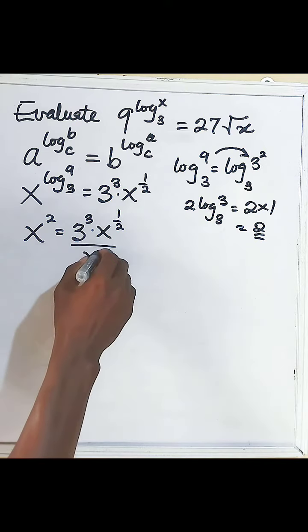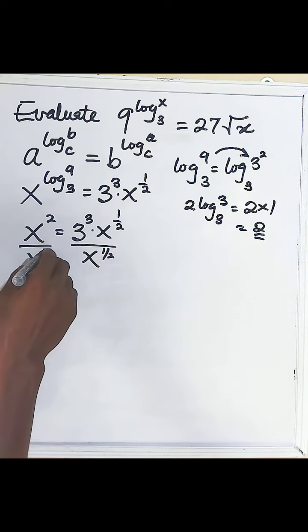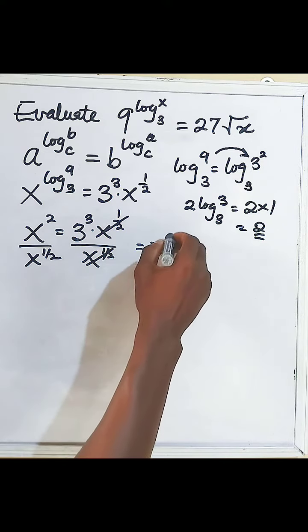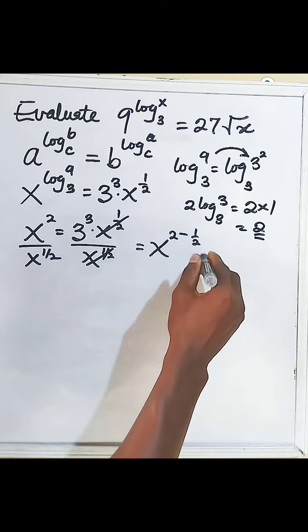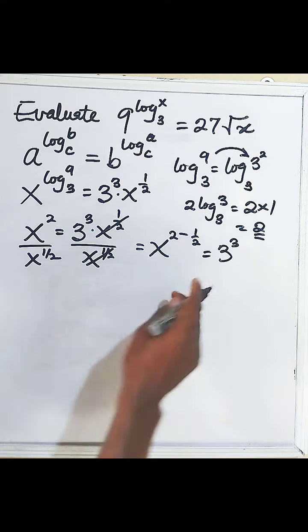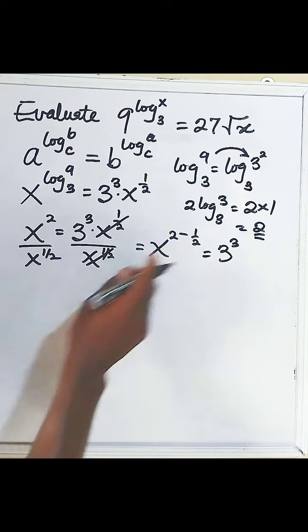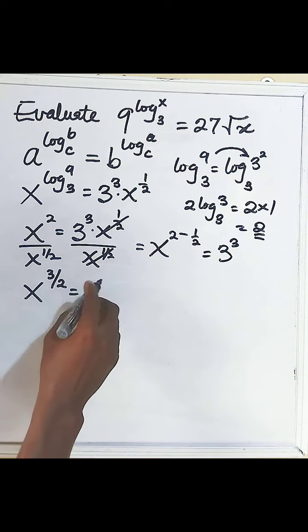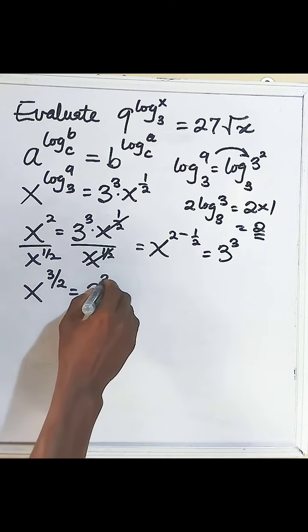Let us divide both sides by x raised to the power of 1 over 2. Now this will eliminate this. From the left hand side, we have x raised to the power of 2 minus 1 over 2, which will give us 3 raised to the power of 3. Expressing this further, we have x raised to the power of 3 over 2 equals 3 raised to the power of 3.